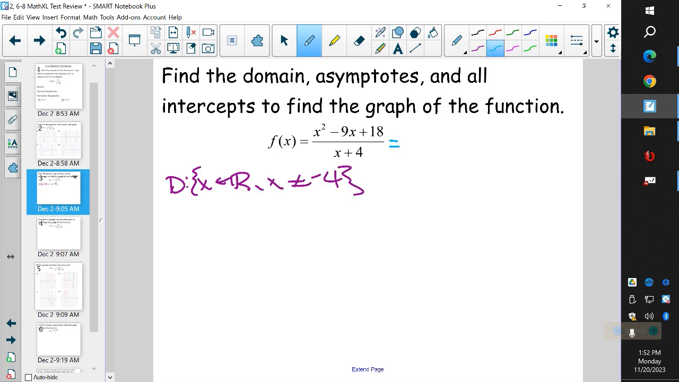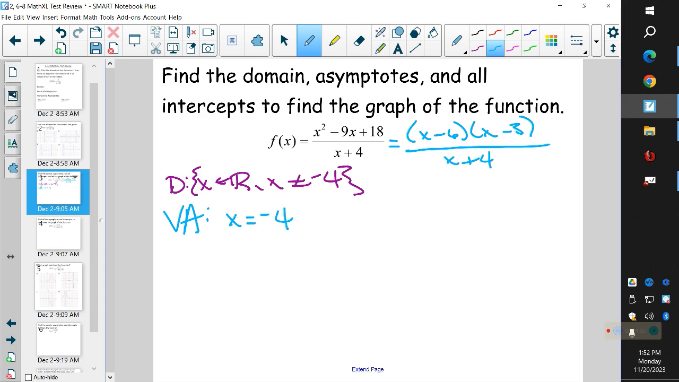Then I need to find my vertical asymptotes. Factoring this, I'm going to get that numerator. Nothing cancels out, so therefore my vertical asymptotes are exactly the domain restrictions, so therefore x is equal to negative 4. Next, I'm going to be finding my horizontal asymptotes. My horizontal asymptotes are found by comparing the degree of the numerator, which is 2, with the degree of the denominator, which is 1. N is greater than m, so I have no horizontal asymptotes.